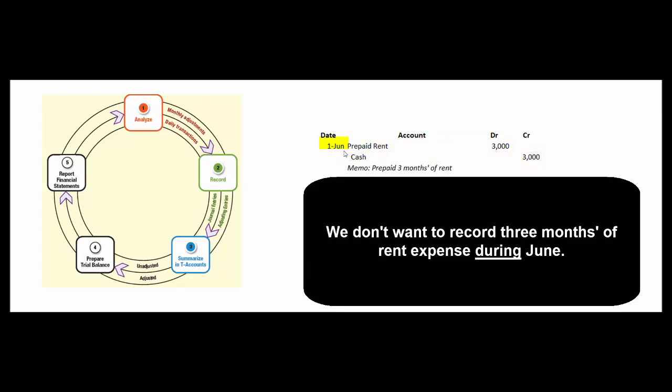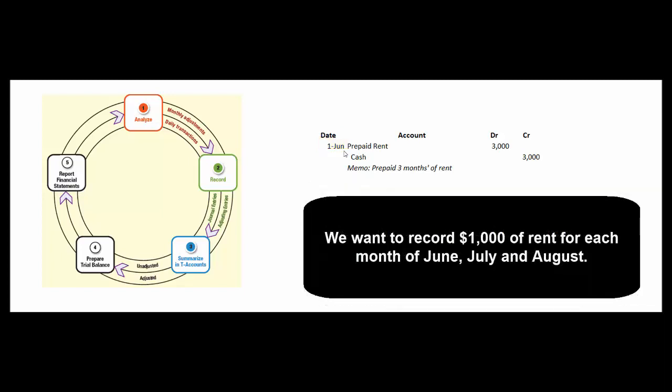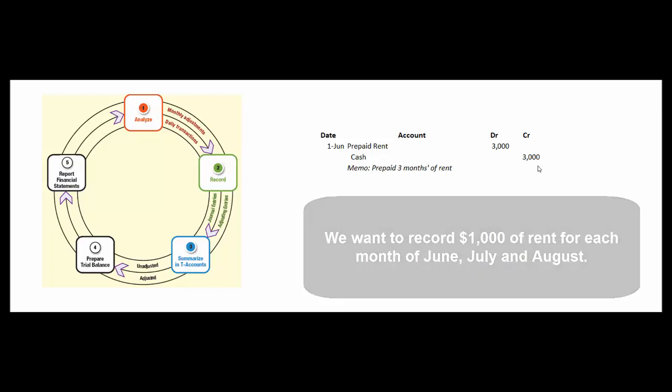If we booked rent expense of $3,000 on June 1st, it would look like the rent was $3,000 for June, 0 rent for July, and 0 rent for August. So we debit the asset prepaid rent for $3,000. We credit the asset cash for $3,000.